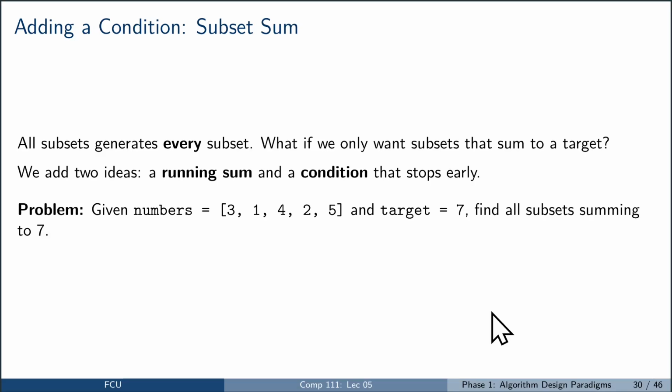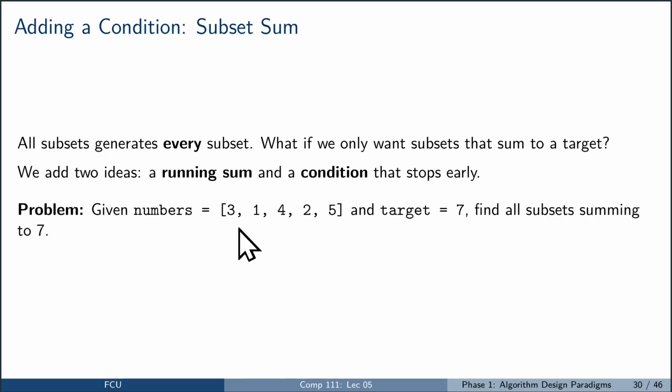So now in subset sum, we use the same structure as the subsets one, but we add conditions in this case. Same pattern, same structure. Two new ideas here: a running sum that tracks how much we have included so far, and a condition that stops early when the sum exceeds the target.